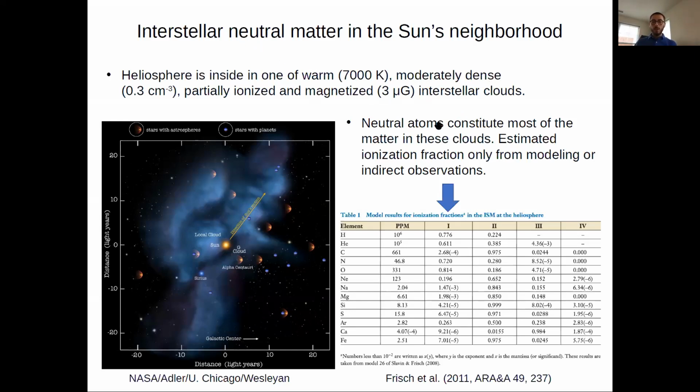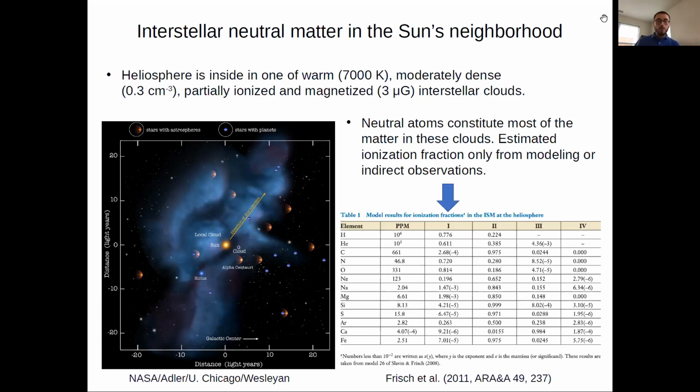I put a table from a review by Friedrich et al. that is showing something that is known from the model. So these are not observations, they are not measurements, at least not directly. They come from other types of measurements. What you can see there is the number of the different elements in the interstellar medium, and the fraction of the non-ionized. This is the first column that is pointed out with this arrow.